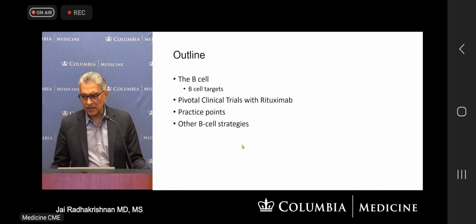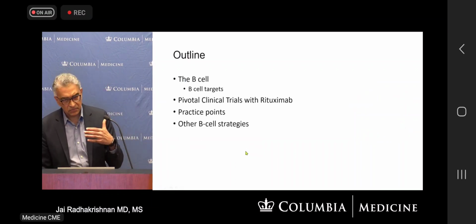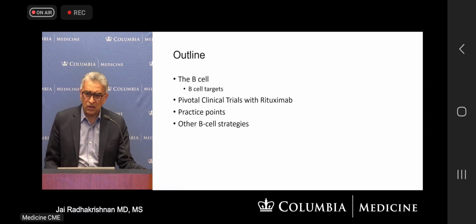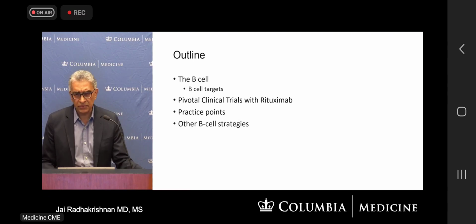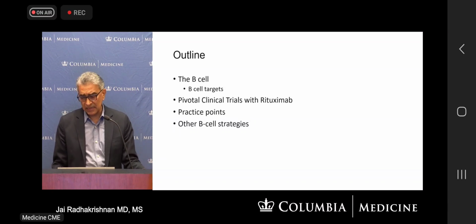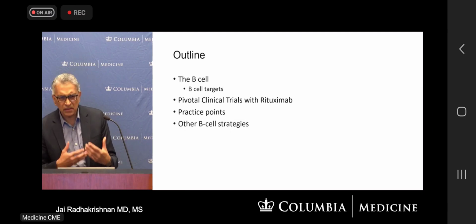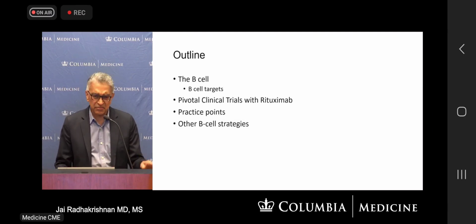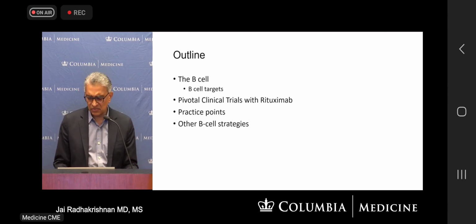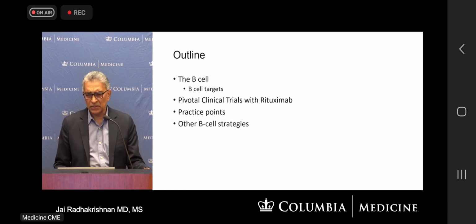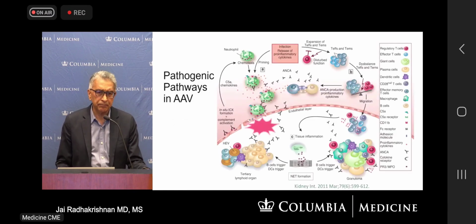So we'll talk very briefly about what the role of the B-cell is. Dr. Falk laid the groundwork very beautifully in the pathogenesis section, and what are the targets that we can use to control disease. A couple of pivotal clinical trials that Dr. Geeta has spoken about, and then most importantly, practice points. How do we use B-cell therapies in a sort of strategic fashion, if you will, in managing these very difficult patients? And finally, what's on the horizon in terms of what else can we do with targeting the B-cell?